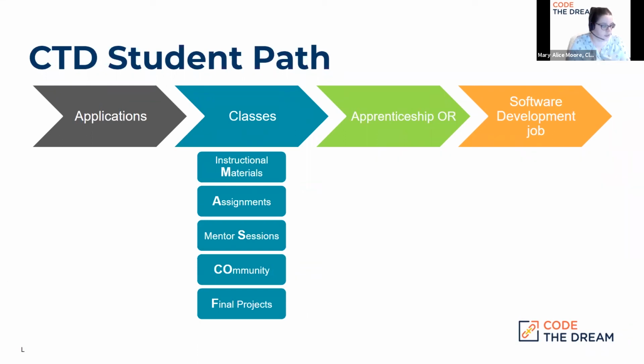And then the classes portion is made up of 5 parts, and we use this little acronym of MASCOF that you can see on the presentation there to help you cover the different aspects of the class that you need to be attending to each week. So the classes are made up of instructional materials. For the React class, that's going to be the Road to React textbook, and then some supplemental videos that we're making to go along with the text that you'll be using as the primary learning tool of your class.